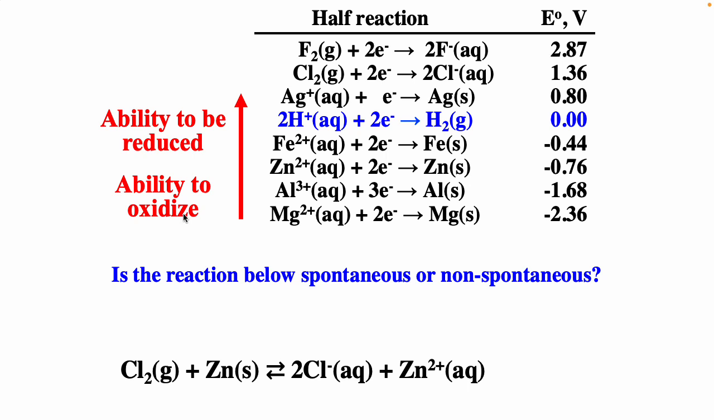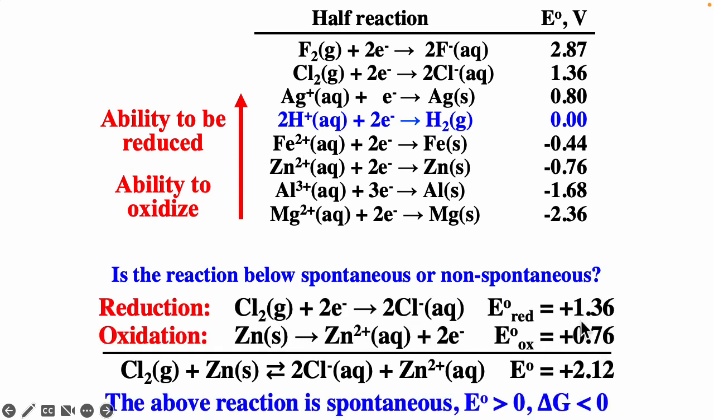So we can ask, is the reaction below spontaneous or non-spontaneous? When you ask this question, what you want to do is come up with the oxidation half reaction and the reduction half reaction, and add those two to see if the potential is positive or negative. We have chlorine gas, Cl2, and so we'll use this reduction potential. Zinc metal, and so we're going to have to flip this reaction. When we flip the reaction, it changes the sign from minus 0.76 to plus 0.76.